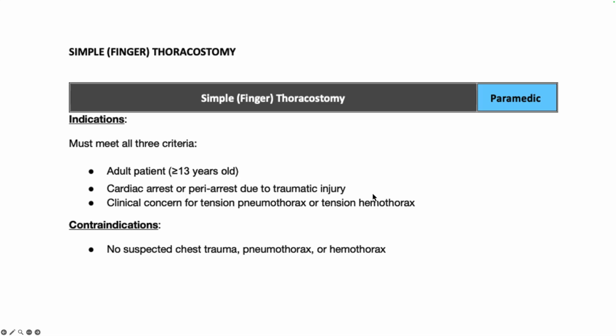So this isn't for a spontaneous tension pneumothorax. There has to be some clinical concern for tension pneumothorax or tension hemothorax, meaning a traumatic mechanism, something that we saw leading up to this, penetrating wound to the chest, blunt trauma, etc. What are contraindications? If we have no suspicion for chest trauma, pneumothorax, or hemothorax. So let's say we have a patient who had an amputation of their leg and bled out from that. We aren't going to do a finger thoracostomy on them if they're in arrest because they bled out from their hemorrhage, not from an intrathoracic problem.